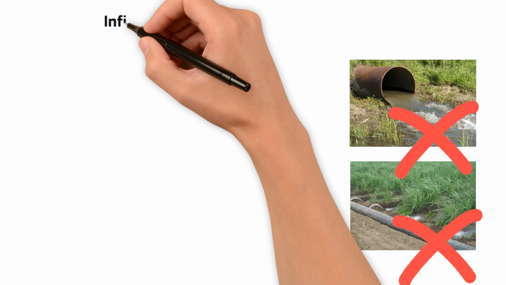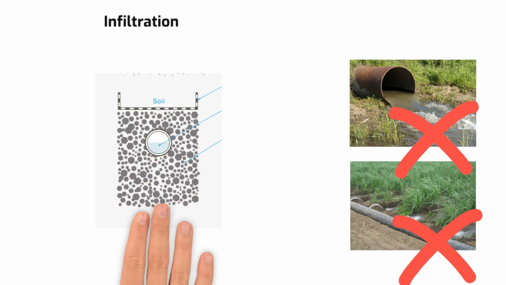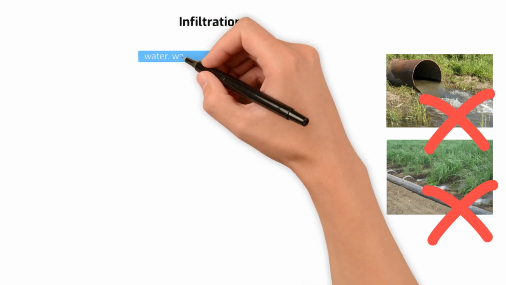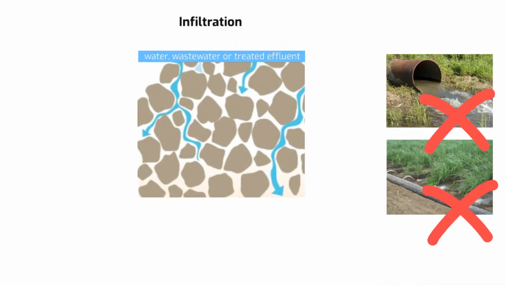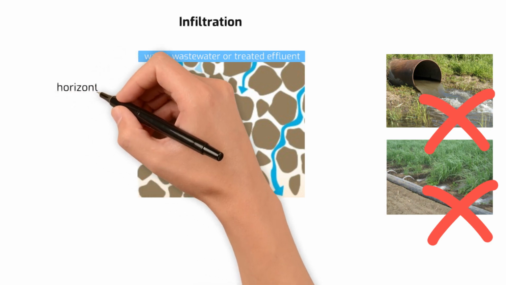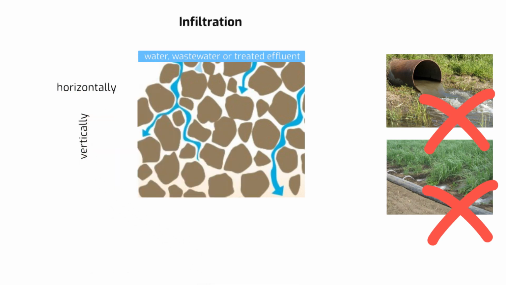When it is not feasible or guaranteed to safely discharge or reuse effluent from the treatment plant, infiltration offers an alternative solution. Infiltration is the process of water, wastewater, or treated effluent penetrating from the ground surface into the soil. It involves the controlled and gradual percolation, both horizontally and vertically, into the subsurface soil. It allows a final treatment step for effluent following primary and secondary treatment.